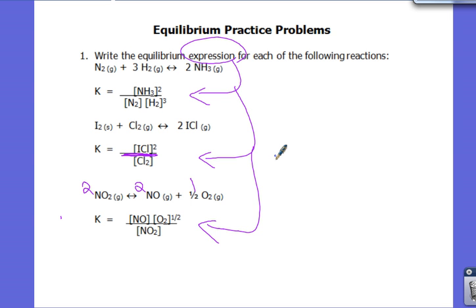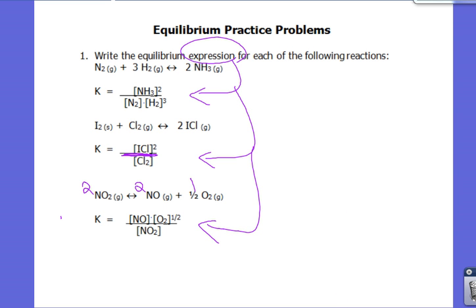Equilibrium practice problems. So we're starting off here with just basic, write the equilibrium expression, which of course is the products divided by the reactants. If there's a coefficient, it represents the power, and these pieces are being multiplied together, not added together in an expression. So this is NH3 squared divided by N2 times H2 cubed is equal to K.